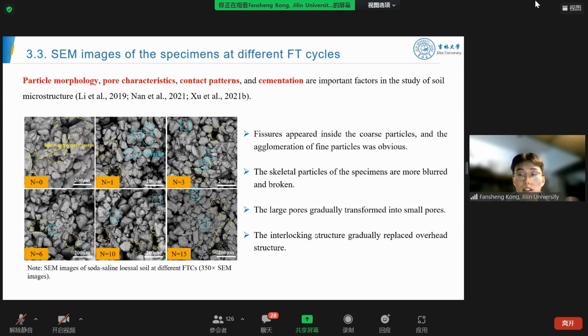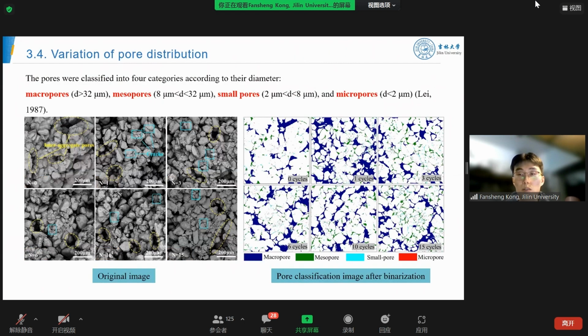Particle morphology, pore characteristics, arrangement patterns, and cementation are important factors in the study of soil microstructures. Together, they determine the physical and mechanical properties of soil. With an increase in the number of freeze-thaw cycles, the skeletal particles of the specimen became more fragmented and broken. The large pores gradually transformed into small pores. The pores were classified into 4 categories according to their diameter.